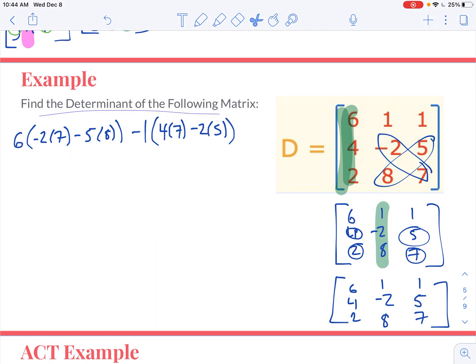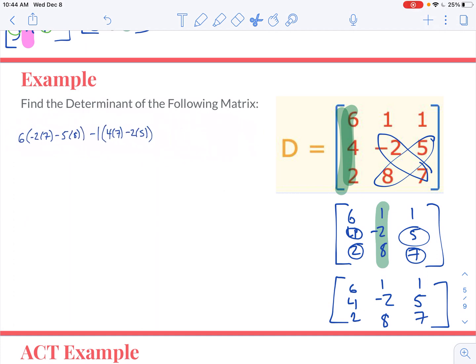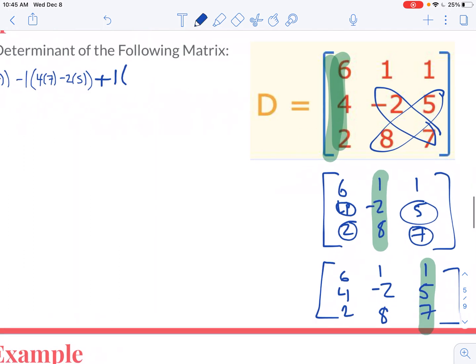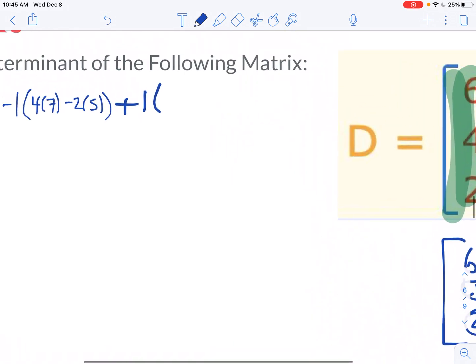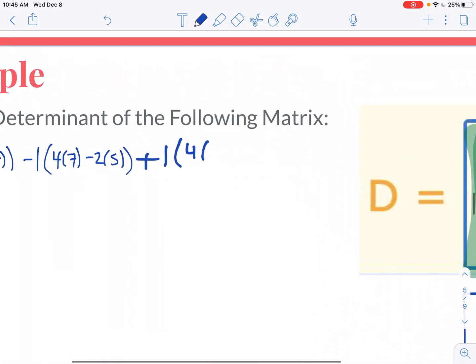I'm going to go ahead and shrink this a little bit, make some space for myself. And then finally, I'm going to add the next part of my determinant. I'm going to cover this final row. The top number of that final row is also 1. I'm going to multiply by the determinant of my leftover matrix. So this becomes 1 times 4 times 8 minus 2 times -2.